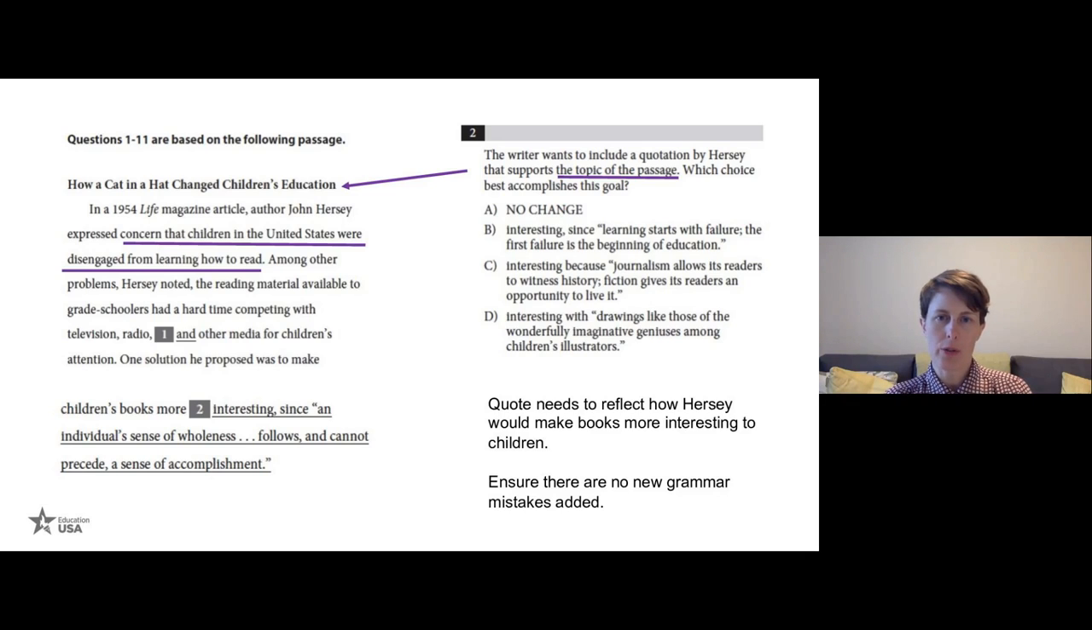C introduces journalism, and of course, that is really far off from what the paragraph so far has been discussing. That introduces something that's unrelated to the subject at hand. And B is introducing failure, where again, we were trying to find how something is engaging. So it's maybe not the best choice. So Arjun picked D because illustrations could help engage children. It shows a way to make children's books more interesting, more engaging. Yeah, absolutely.